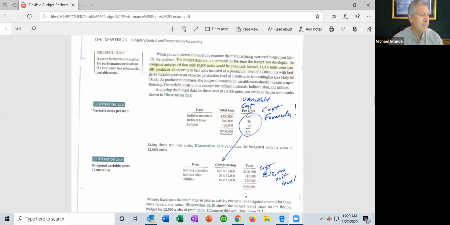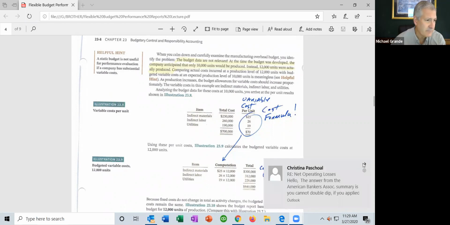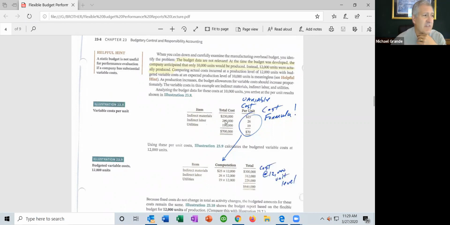And that's what they did right here. The very first section, they took those variable costs, indirect materials, indirect labor, and utilities, and calculated the variable cost per unit. How? The budgeted cost divided by the number of units. In this case, they had $250,000 of indirect materials. They budgeted 10,000 units, $250,000 divided by 10,000 units, $25 per unit.